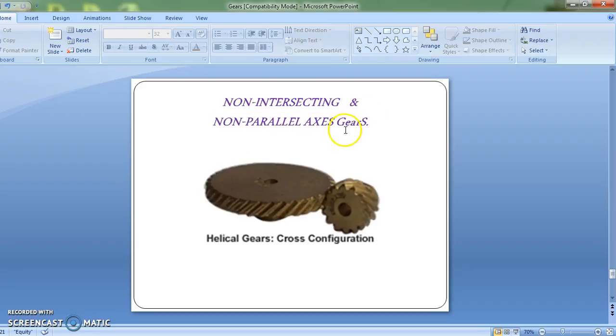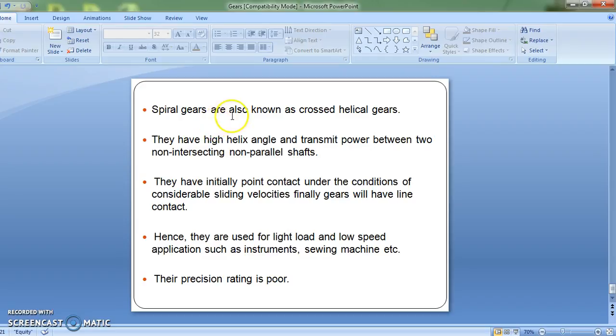Non-intersecting and non-parallel axis gears. Spiral gears are also known as cross helical gears. They have high helix angle and transmit power between two non-intersecting non-parallel shafts. They have initially point contact under the conditions of considerable sliding velocities. Finally, gears will have line contact. Hence, they are used for light load and low speed applications such as instruments, sewing machines, etc. The precision rating is poor.